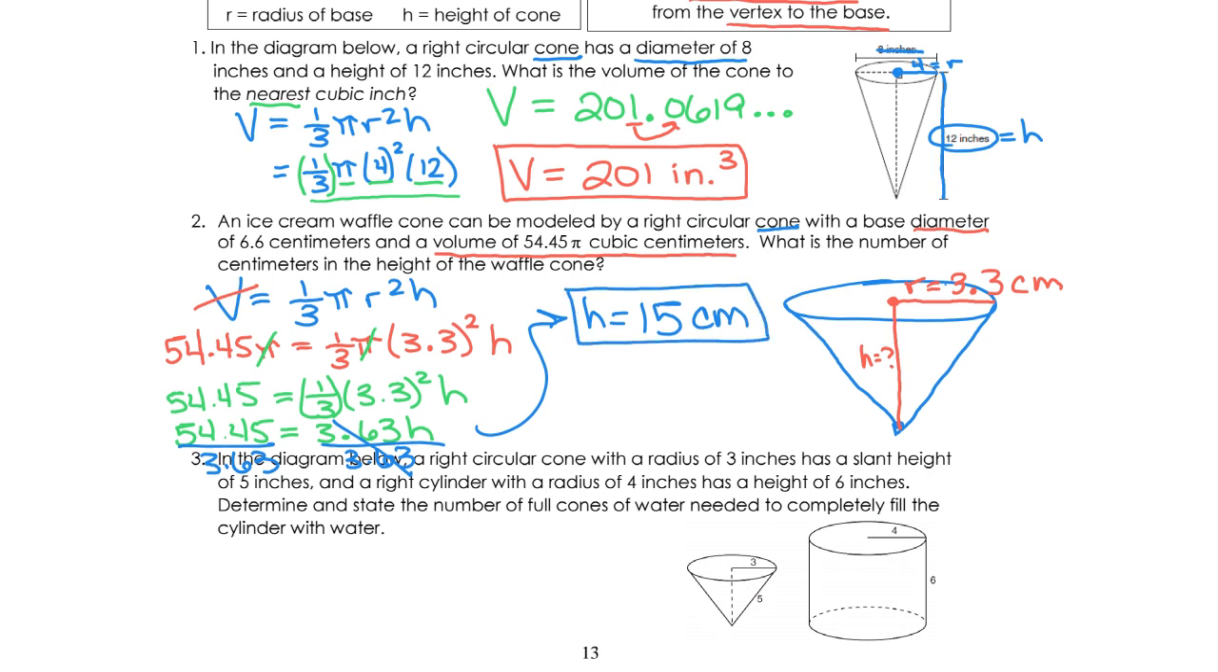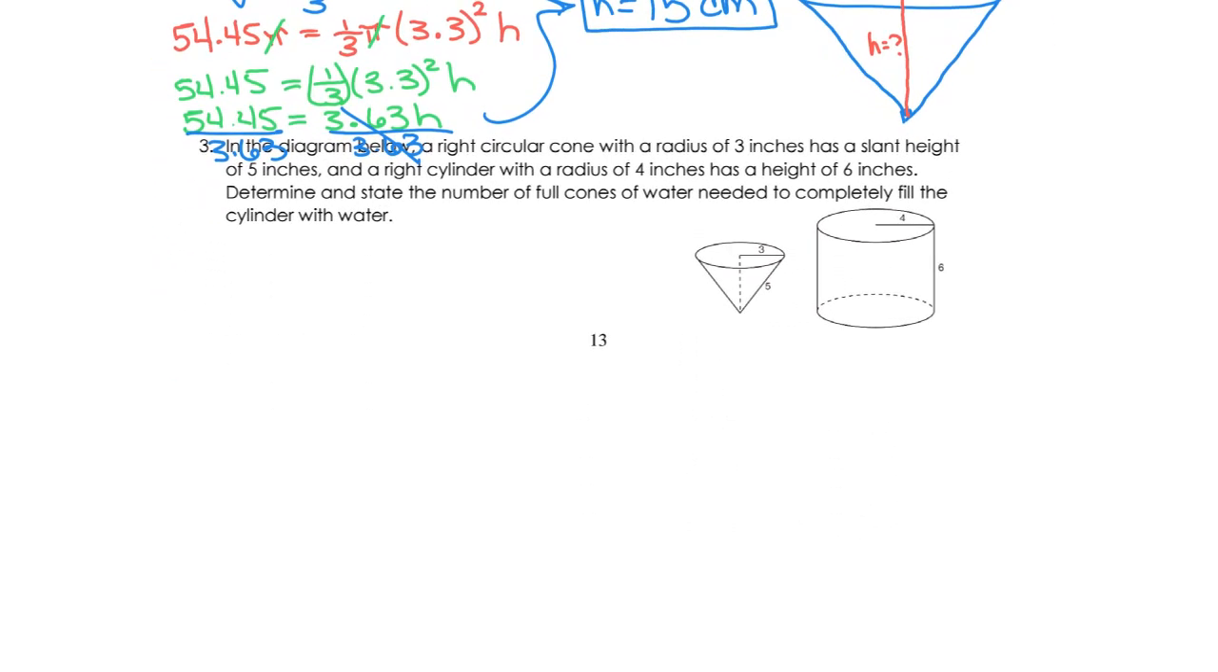Okay. All right, let's take a look at number 3. In number 3, it says in the diagram below, we have a right circular cone with a radius of 3, and it has a slant height of 5. So as soon as we know that that's a slant height, we're going to have to realize that we can't use the 5 in our formula, okay, when we calculate the volume.